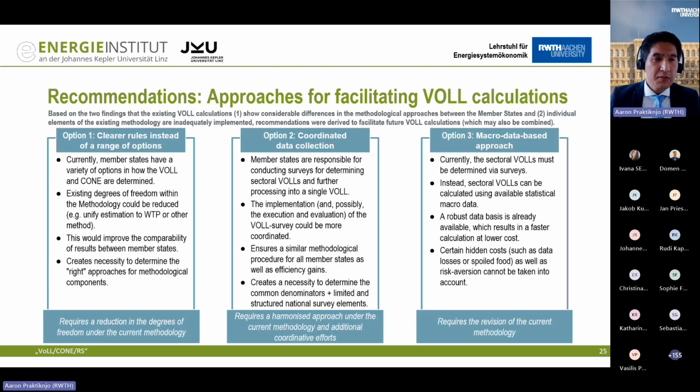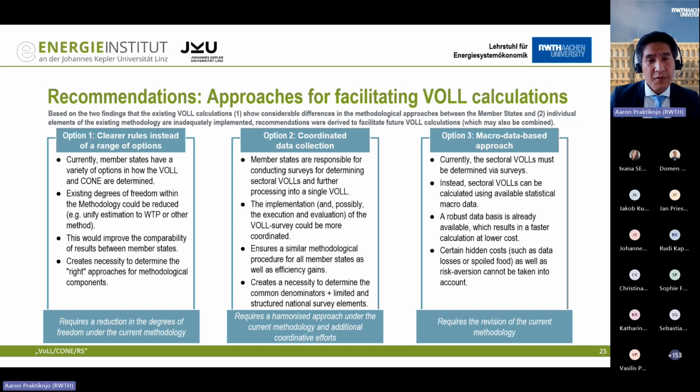So in principle, we have three options on how to proceed. First one is to streamline the methodology instead of having a broad range of options given in the regulation. Maybe set clearer rules instead of having this strong heterogeneity in how you proceed in the methodology. The second option could be to go for a coordinated data collection. So that the member states, they are still responsible for conducting the surveys, but the implementation could be more coordinated. Maybe that might be helpful.